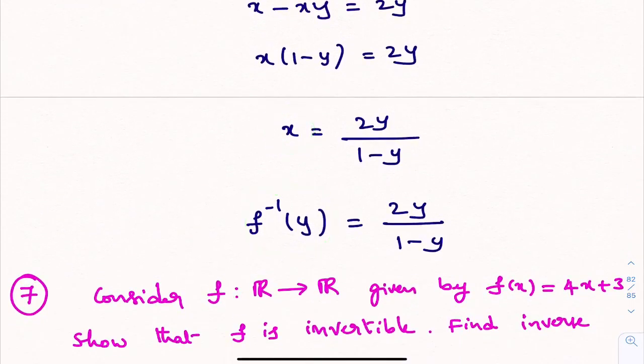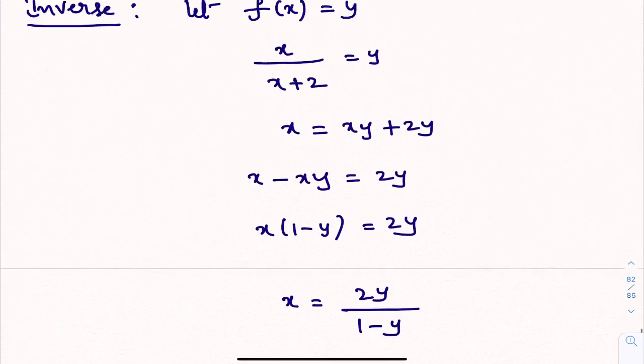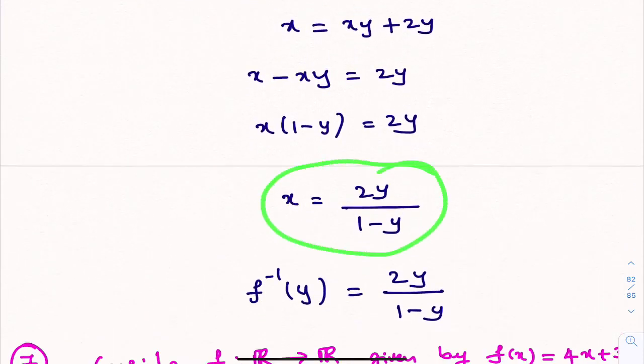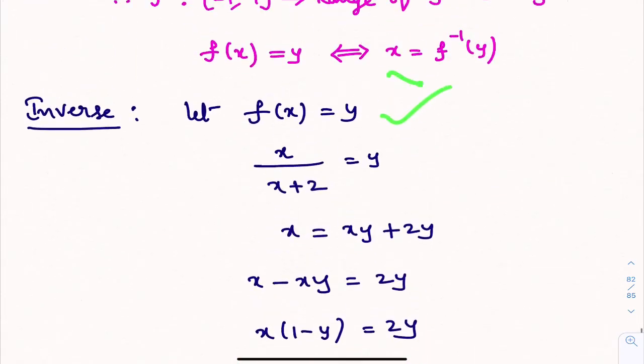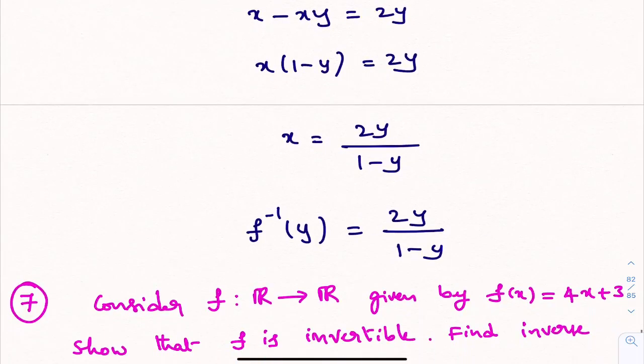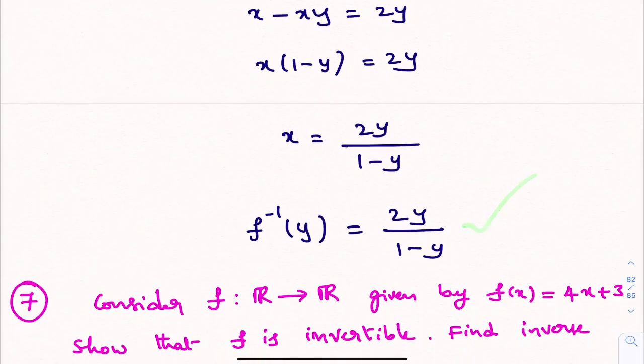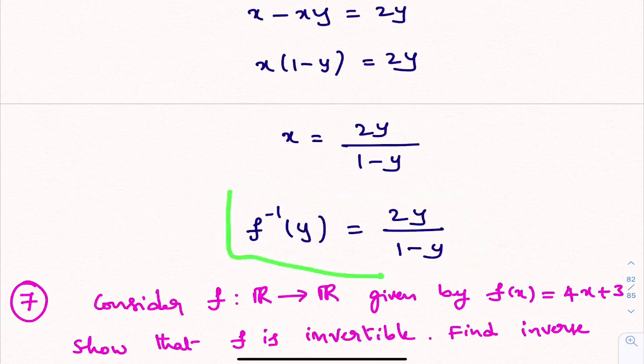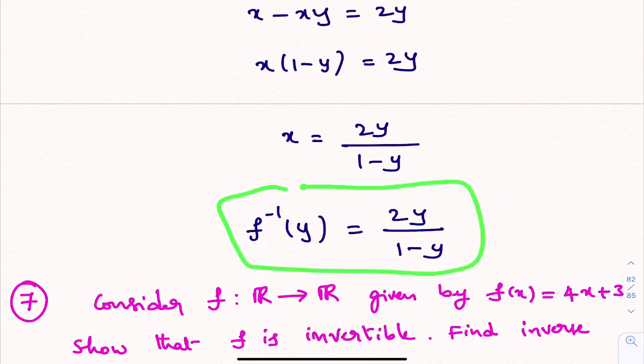So what I am trying to say is, first you take f of x equal to y and write x in terms of y. As it is bijective, x is nothing but f inverse of y. So f inverse of y is 2y divided by 1 minus y. As you know f inverse of y, you can write f inverse of x also. What is f inverse of x? 2x divided by 1 minus x. I hope you are understanding.